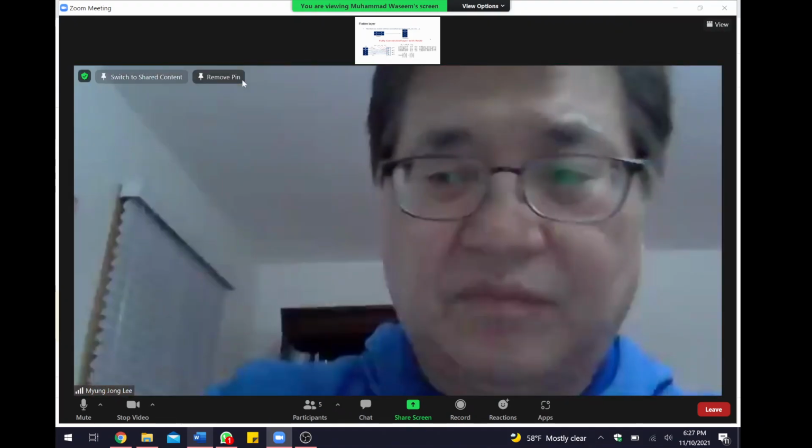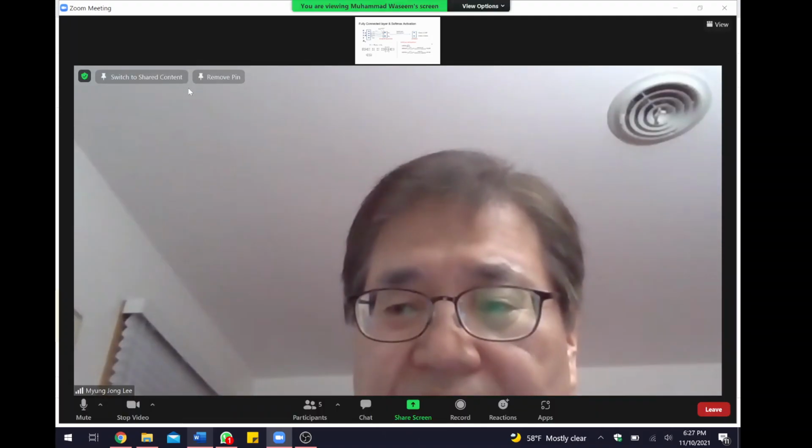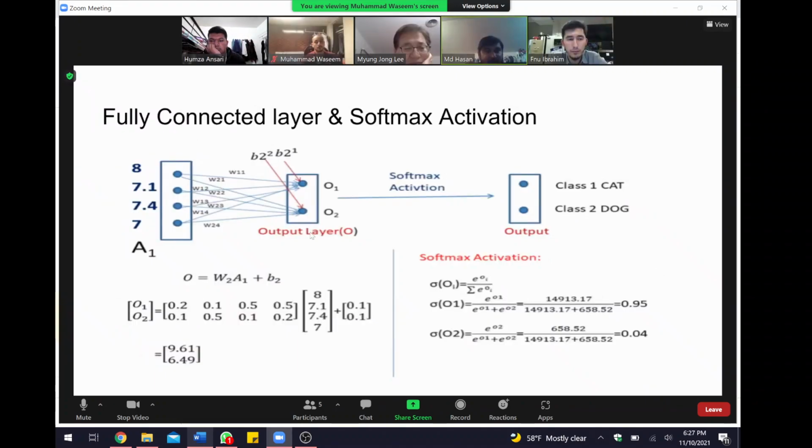And the last slide, the next slide. So the professor mentioned softmax activation. So this is the fully connected layer and softmax activation.